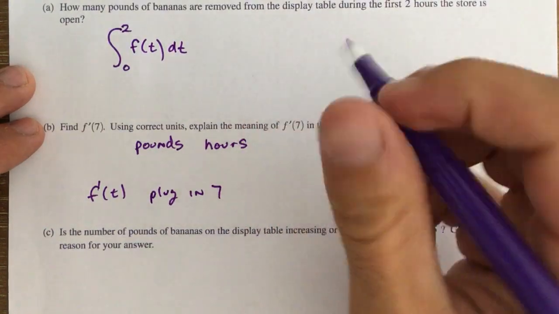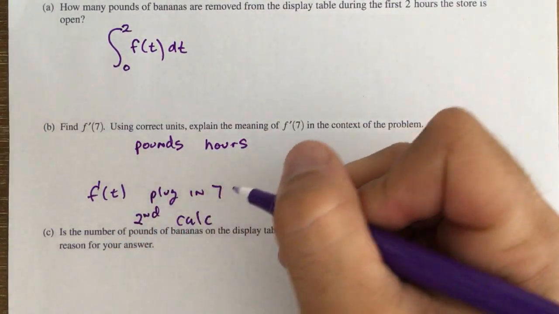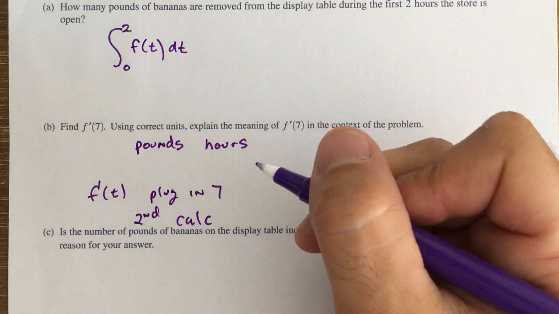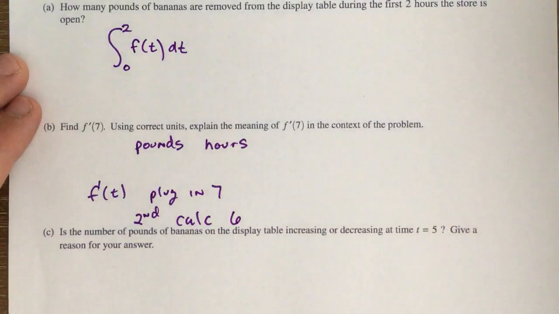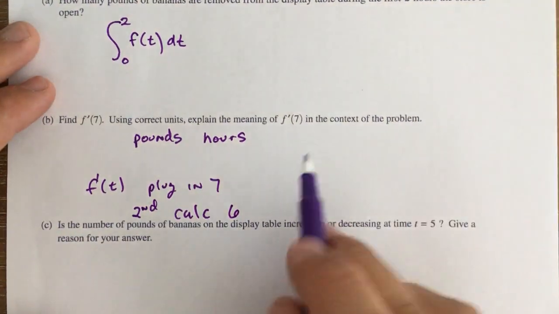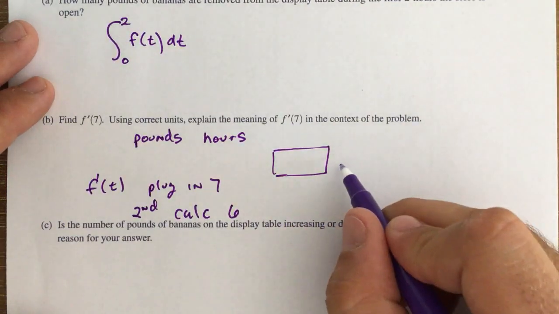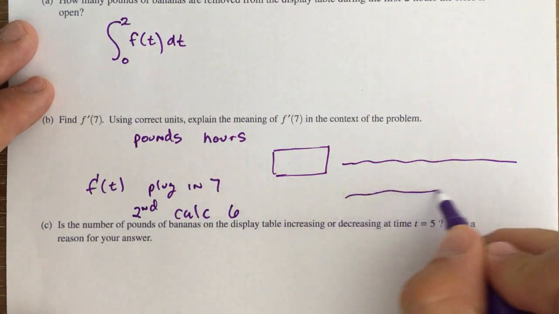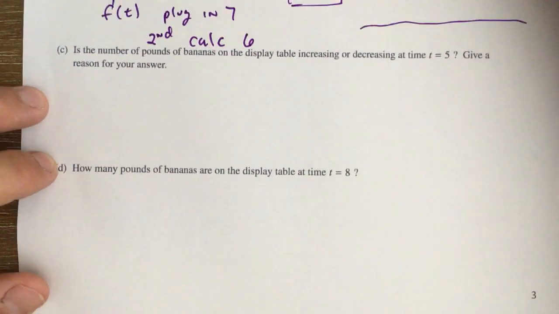Plug in 7. So I want to say that's second calc, let me see here, second calc, and then option 6. Second calc 6. But you will have to box up that answer when you get the number to 3 decimal places with an explanation in the context of the problem. Okay? All right, next part, C.